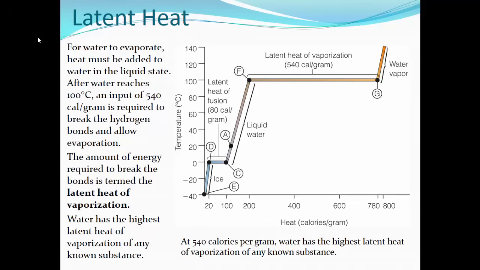Well, the opposite is also true. For that water vapor to then condense into a liquid, you're going to release 540 calories per gram. That is the latent heat of condensation. That's the heat that's released when condensation occurs. The amount of energy required to break the bond is termed the latent heat of vaporization. When you're taking liquid water and breaking it down to create water vapor, the amount of energy required to break the bond is termed the latent heat of vaporization. Water has the highest latent heat of vaporization of any known substance.